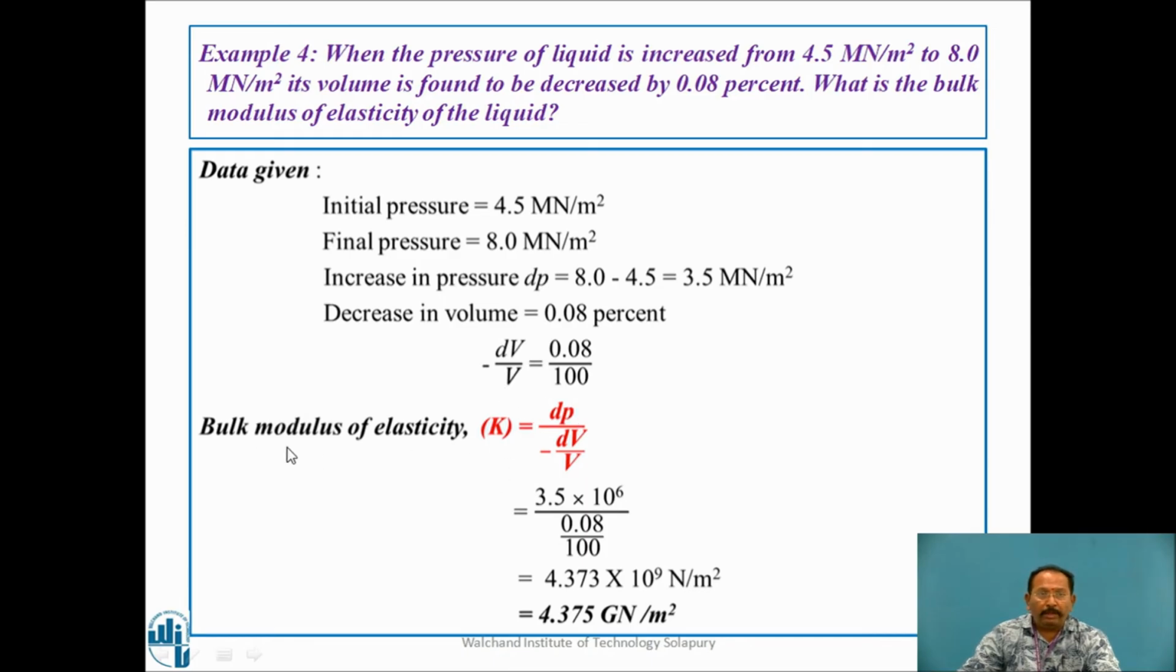So we know the equation for the bulk modulus of elasticity: K is equal to dp upon minus dv upon v. It is the change in the pressure, the increase in the pressure, upon the change in volume. Put the values: 3.5 into 10 to the power 6, and the change in the volume, and we will get 4.373 into 10 to the power 9 Newton per meter cube. I will convert directly into GN, that is giganewton per meter cube.